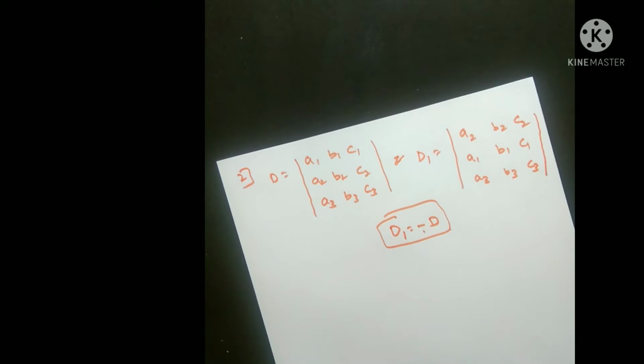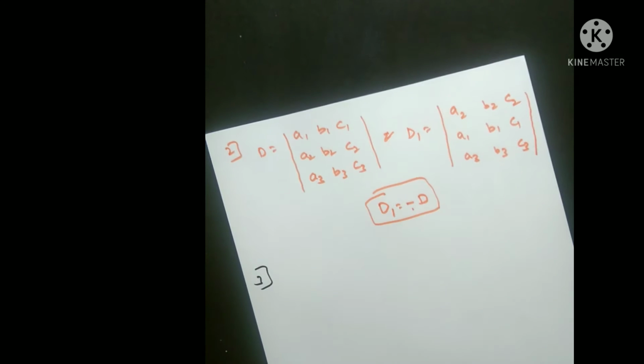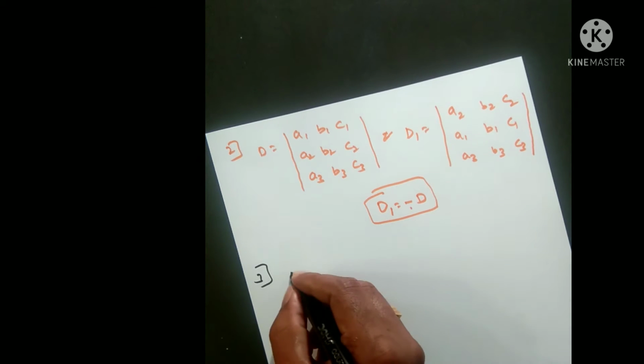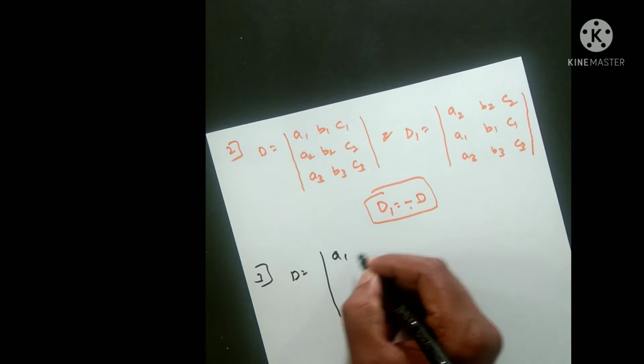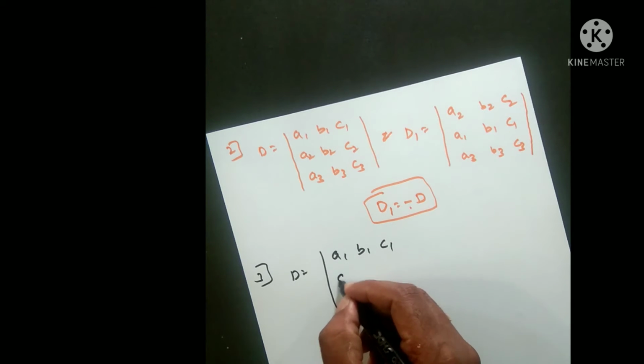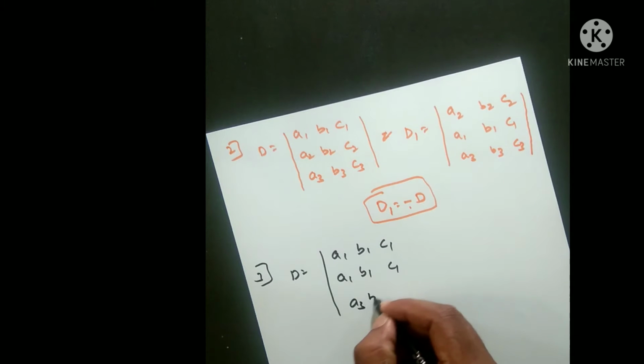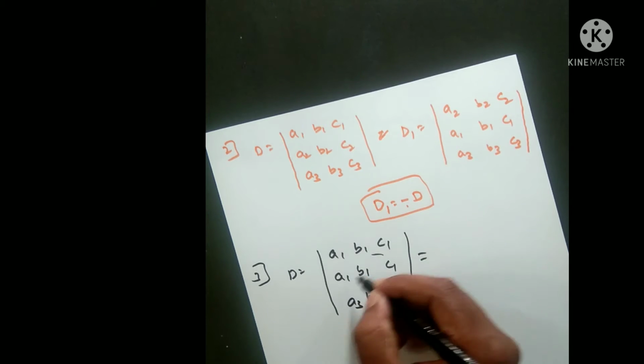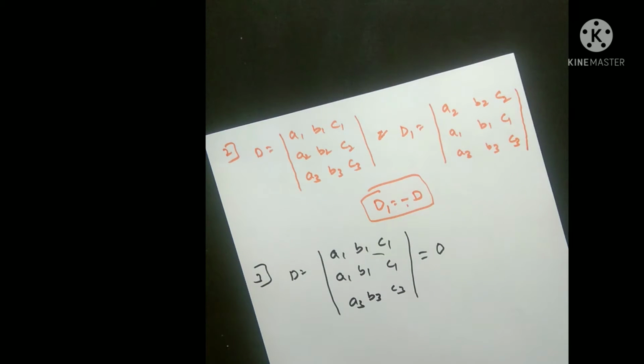What is the third property? If a determinant has two rows or two columns identical, then its value is 0. For example, if two rows are identical, A1, B1, C1 and again A1, B1, C1, with the third row A3, B3, C3, the value of this determinant is equal to 0. If two rows or two columns of the determinant are identical, then the value of that determinant is 0.